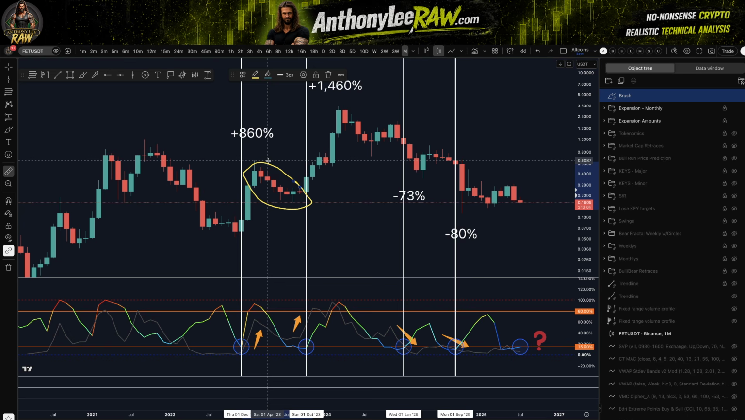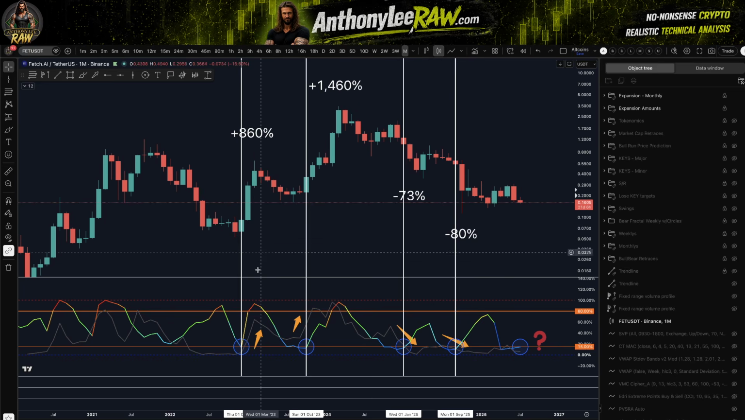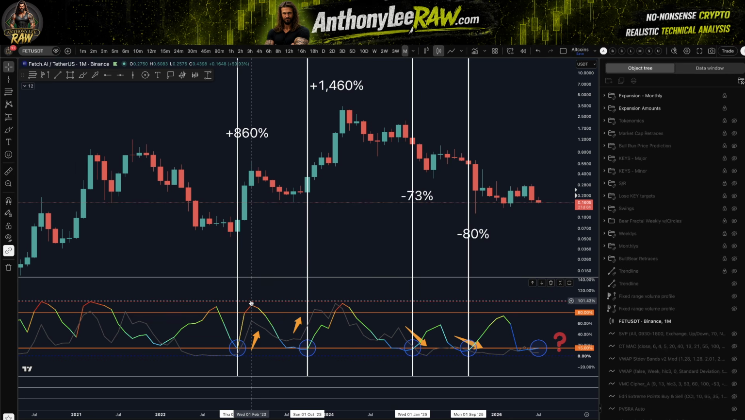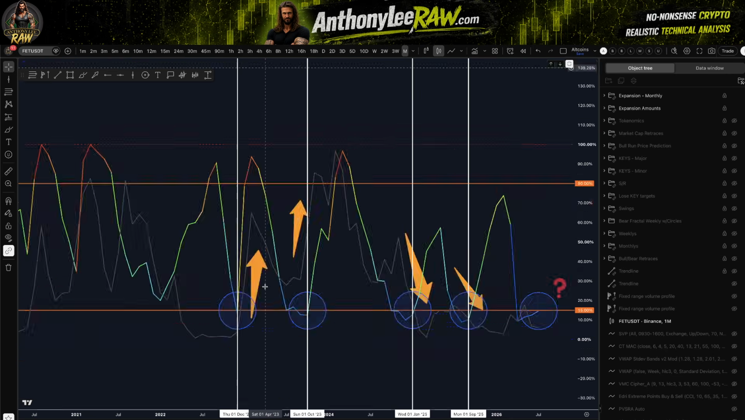If we throw the ruler on, it's a 74% move down, but you could have avoided that. You could have kept all of your profits. How? Well, the way that we get out of these trades is when the volatility move ticks to the side or down. So like right here, let's zoom back in.